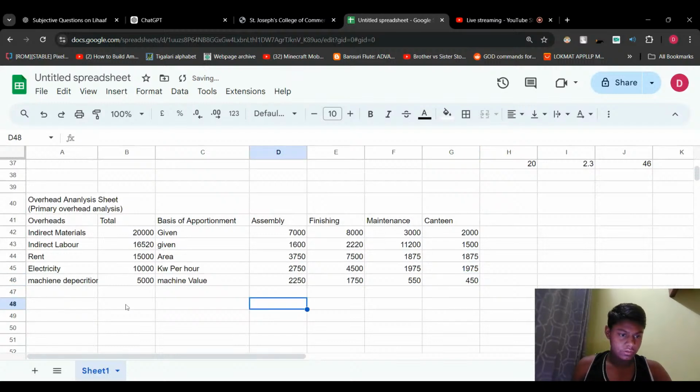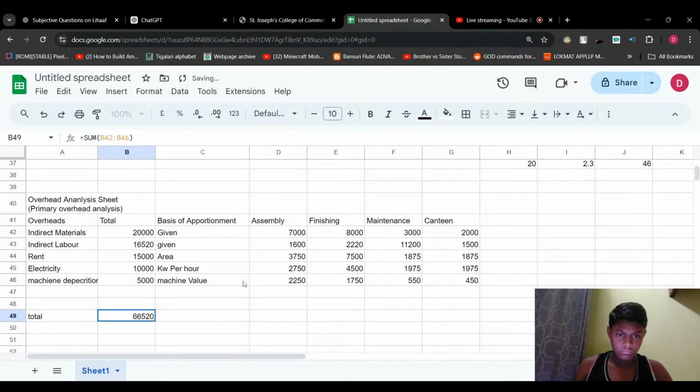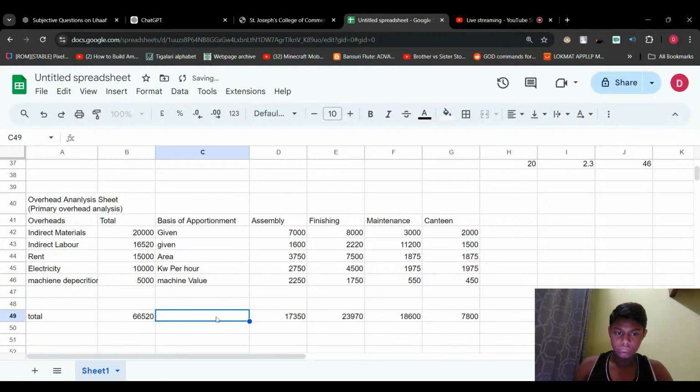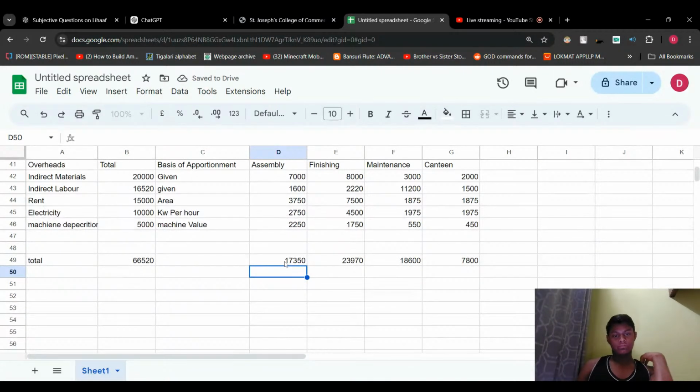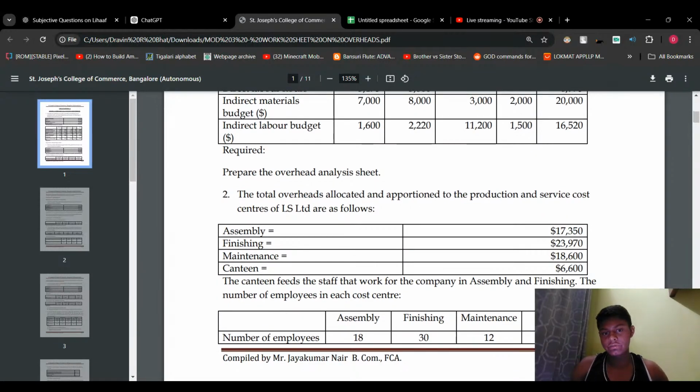Now what you do is total over here. 17,350, 23,970, 18,600, 7,800. That's how basic it is. That's how simple and easy an overhead analysis sheet is done.